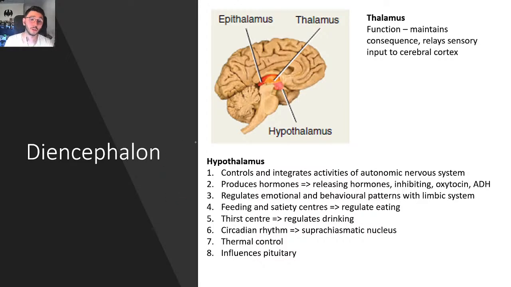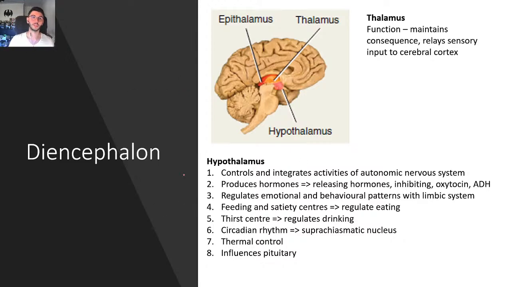So it controls and integrates activities of the autonomic nervous system. So this could be anything from temperature, so reaction to increased temperature, reaction to stress, all this sort of stuff. Produces hormones, so this is your releasing hormones, so like your gonadotropin releasing hormones, inhibitory hormones, oxytocin, and ADH. Also regulates emotion and behavioral patterns with the limbic system, so it communicates with that.